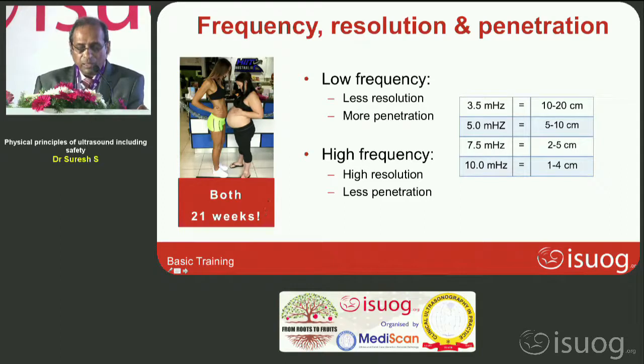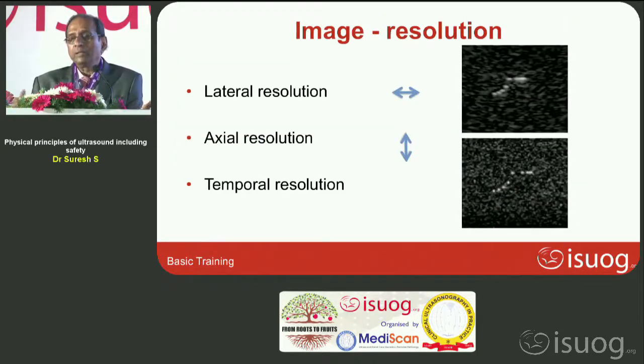Similarly, in women whose BMI is higher, you will have to use a lower frequency transducer, whereas in women with a lower BMI, you can use a higher frequency transducer. The next issue is the resolution. Image resolution is of two types: the lateral resolution and the axial resolution. We also have the temporal resolution.